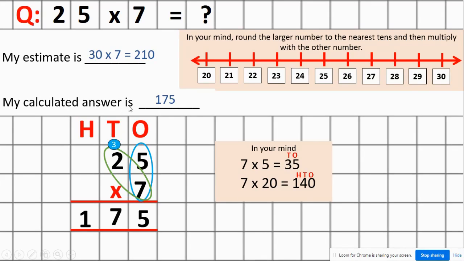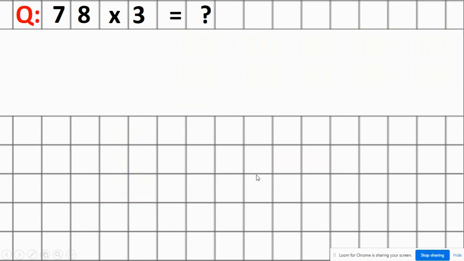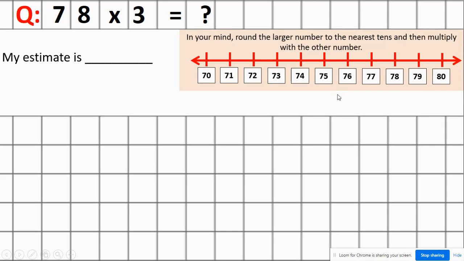So my calculated answer is 175. So here's another question. So before we go ahead and calculate it, let's estimate. Since the number is 78, it is more closer to 80. So our number sentence here would be 80 times 3 is equal to 240.